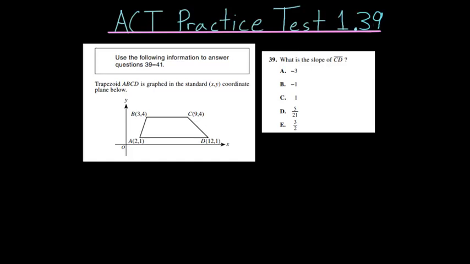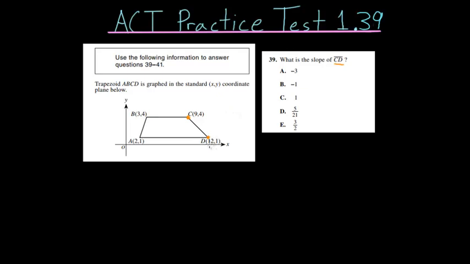For problems 39 through 41 of this first ACT practice test, we need to use the following information. Trapezoid ABCD is graphed in the standard XY coordinate plane below. For problem 39, we need to know what is the slope of the line CD. So the line CD, you can see here, is this line, where this point represents C and this point represents D.